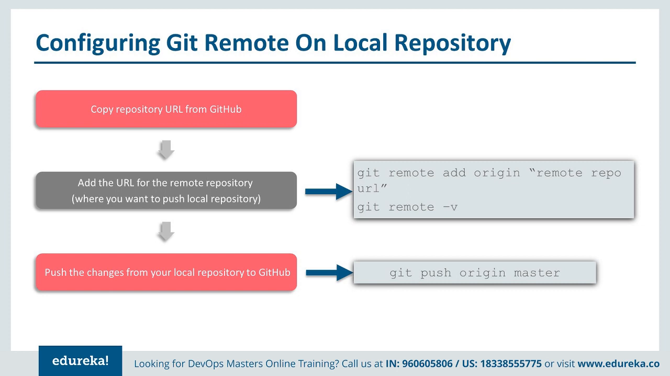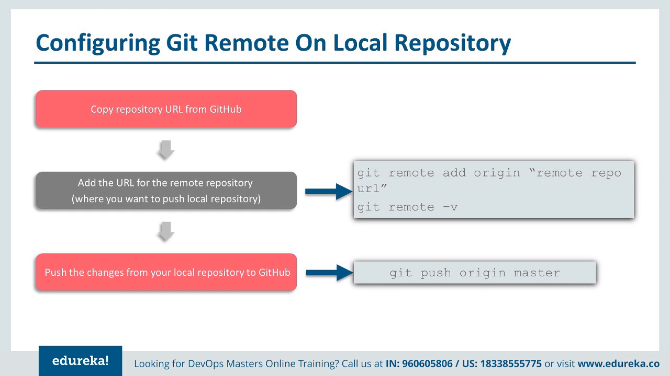Now, with git remote add origin, we can configure a git remote on the local repository. We have to add this. There are two ways to do it. Either we clone the repository directly, which I'm going to do now, or we have the local repository and then add this remote URL, and then we can run git push origin master.